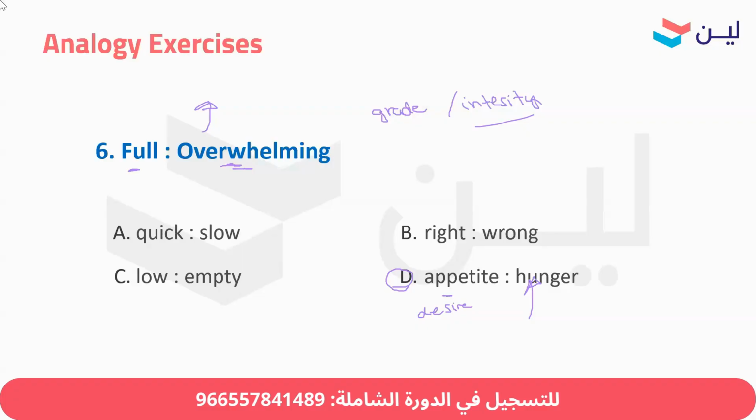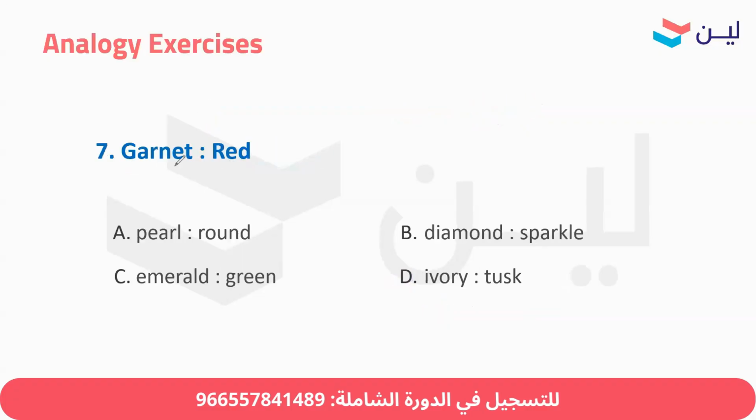Here. Garnet is to red. Garnet is an object, and this is describing the color. My eyes will directly go to find colors in the choices. Right? This is how we do it fast. Because, as I said at the beginning, your time management is very important. Your time is precious in the exam. You need to make the best use of it. So it's definitely C. Emerald is to green.